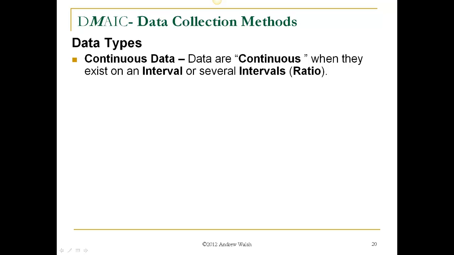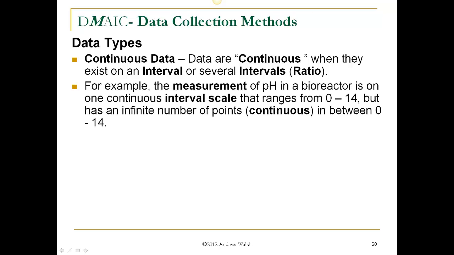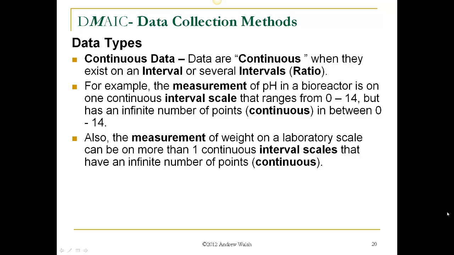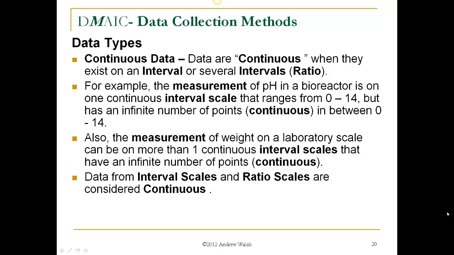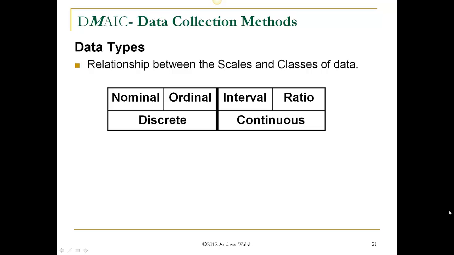Continuous data are data that exist on an interval or ratio scale. For example, the measurement of pH in a bioreactor is on one continuous interval scale that ranges from 0 to 14, as most of us know, but has an infinite number of points in between 0 and 14. Also, the measurement of weight on a laboratory scale can be on more than one continuous scale, kilograms or pounds, with an infinite number of points. Data from interval scales and ratio scales are considered continuous. There are specific statistical techniques used for continuous data. So the relationship between those scales and the classifications of the data: the nominal and ordinal are discrete, and the interval and ratio are continuous.